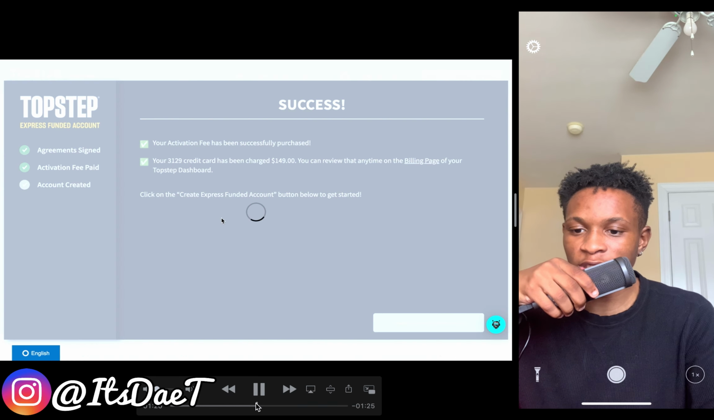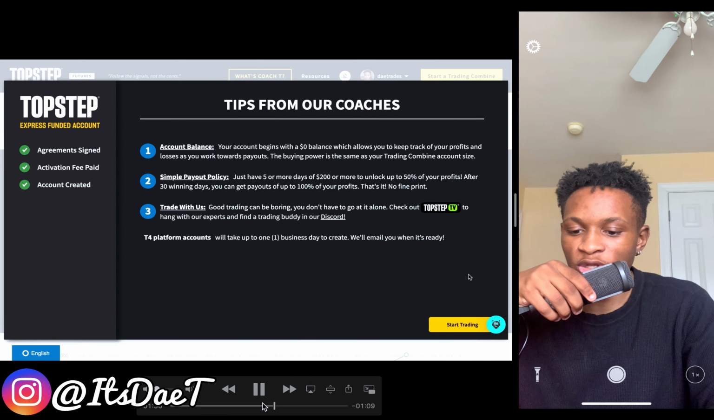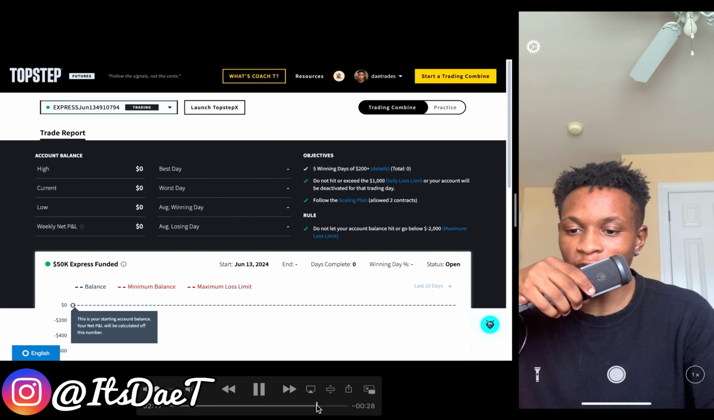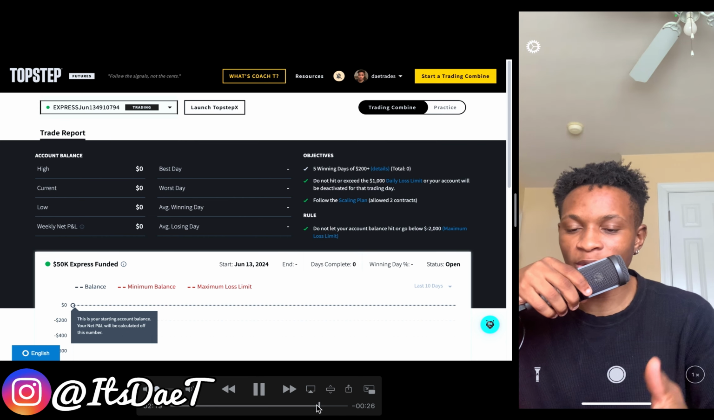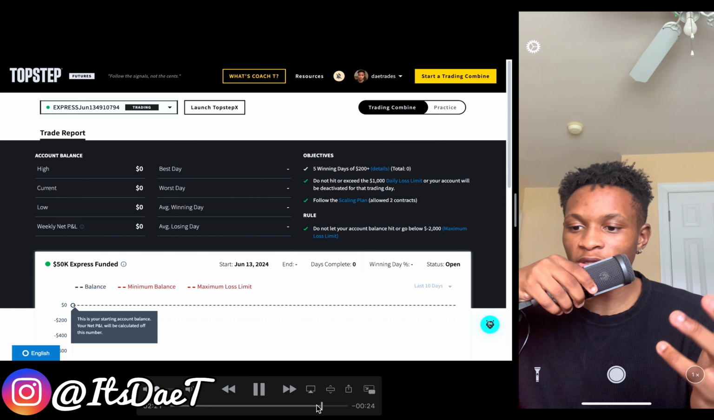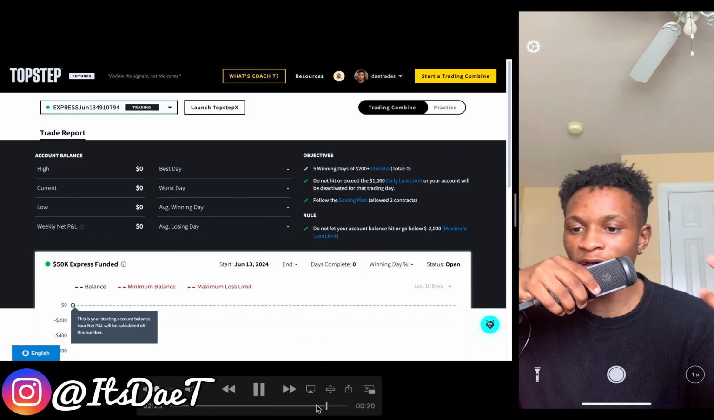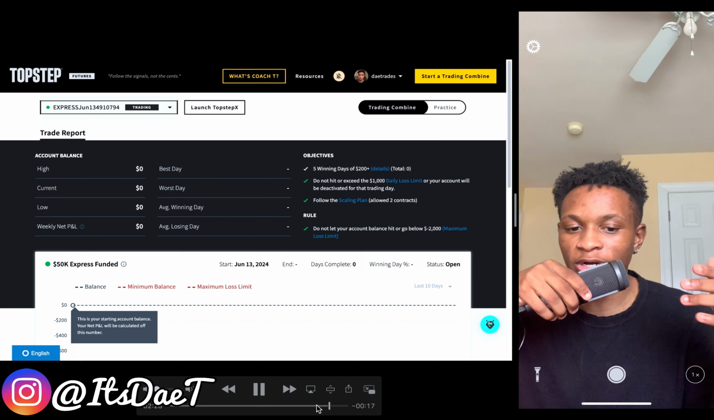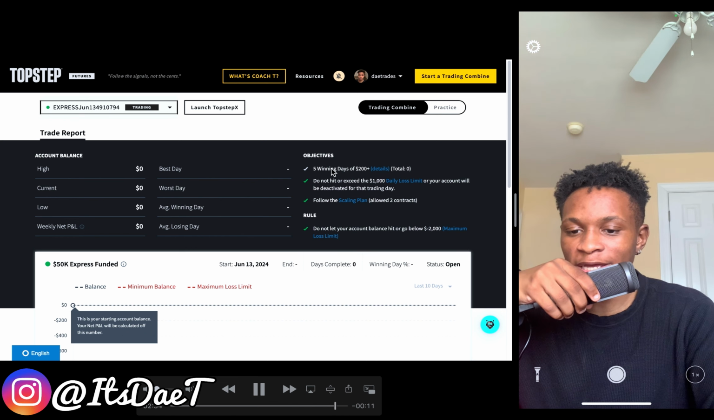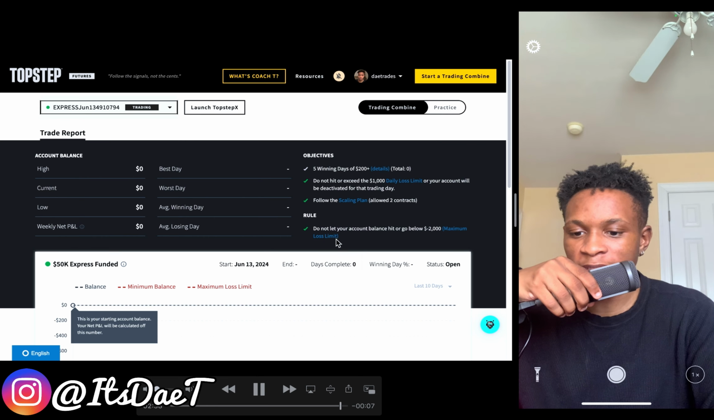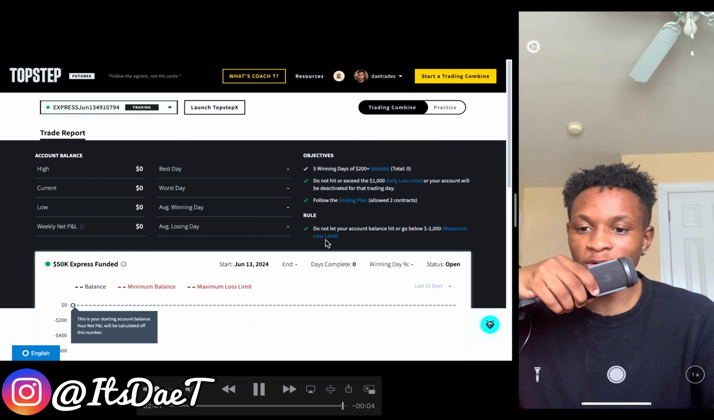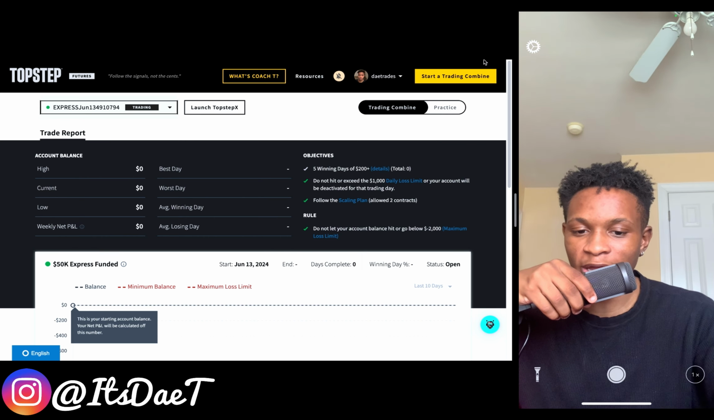So I hit continue, and then they throw some tips at you, I believe. Yeah, just a little recap of what to expect. And as you can see, my balance restarts to 0, right? So when you start a Topstep funded account, you don't have a 50K balance like shown. You have the buying power of 50K. It's not going to be shown. It's just going to start at 0, right? And yeah, you have the rules. I've got to get 5 winning days of 200, follow the scaling plan, the daily loss limit, maximum loss limit, all that good stuff. So I was just showing y'all me activating it, what it's like if y'all haven't seen it before.